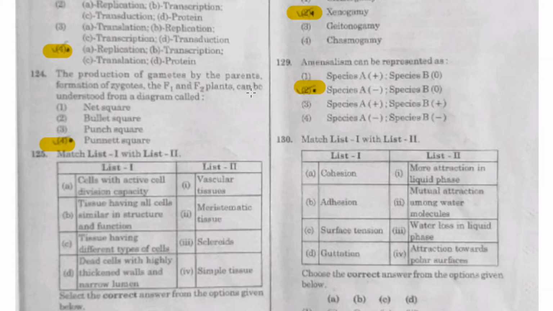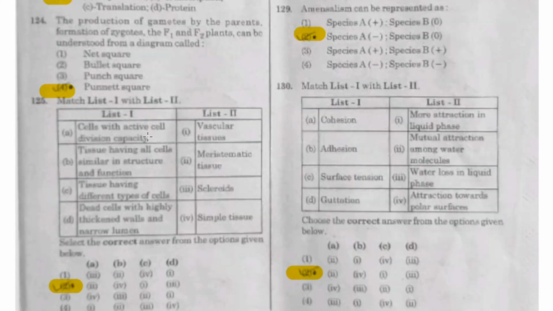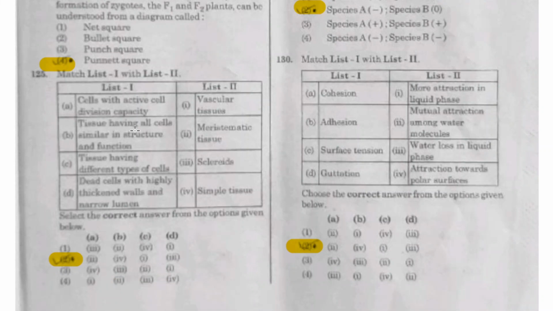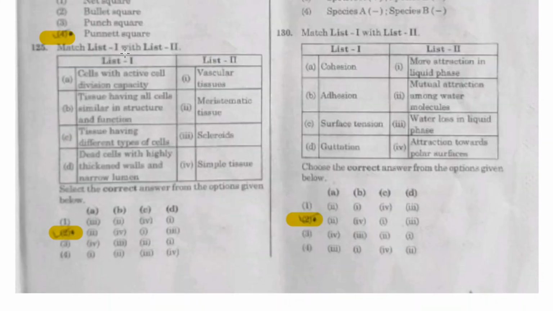The production of gametes by the parents, formation of zygotes, F1 and F2 plants can be understood from the diagram called Punnett square. Punnett square is the one we can see. And then match list 1 and list 2.